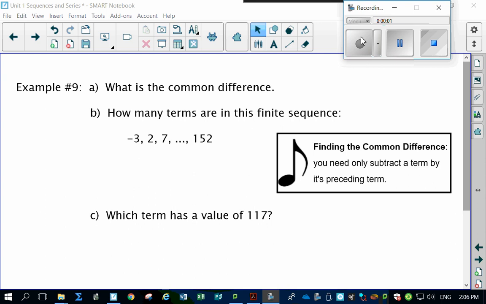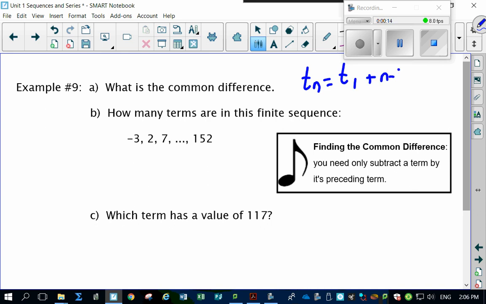Here's another question. And the cool thing about these questions is I'm just going to build on using that same formula over and over again. That's this formula: Tn equals T1 plus n minus 1 times d. Again, it's on your formula sheet, but you should really know what this formula is all about.